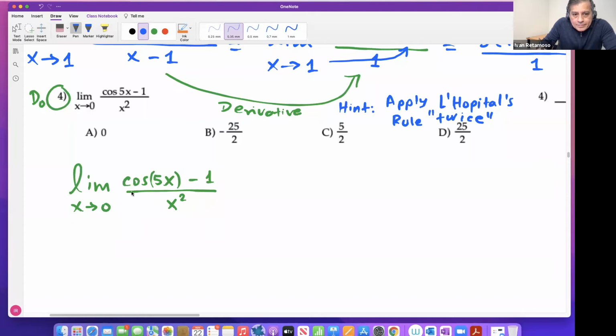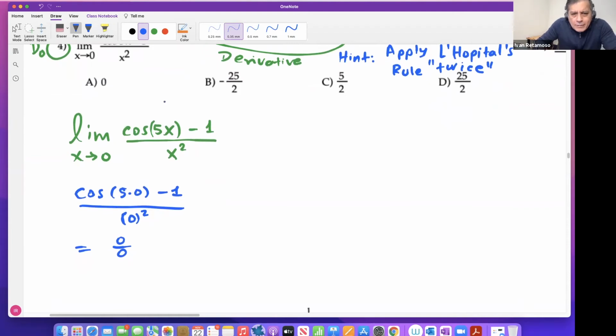All right. So let's see. If we try to get this done via direct evaluation, this is cosine of 5 times 0, cosine of 0, 1 minus 1, 0. We're going to get here 0 over 0, an indeterminate form. But we shouldn't panic, because we have a way to overcome this indeterminate form 0 over 0. It's called L'Hopital's rule. So applying L'Hopital's rule.